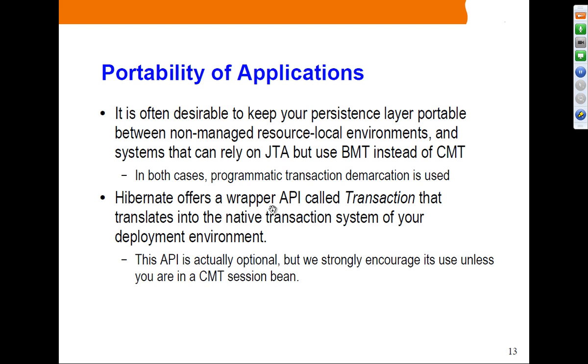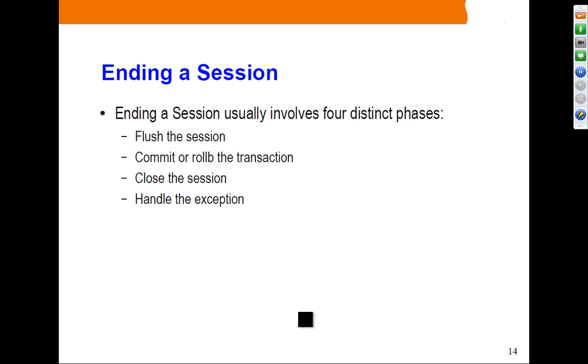So Hibernate offers these wrapper APIs. You can think of this as a high-level API that is translated into the native transaction system of your deployment environment. You are going to use this Transaction API, which is going to translate into the non-managed and also BMT environment. If you're using CMT, then you just use the transaction attribute, so you don't have to be responsible for starting a transaction or commit and rollback. Okay. You can certainly use a low-level API if you want to, because this high-level transaction API is optional, but it is recommended because it provides portability of your code.